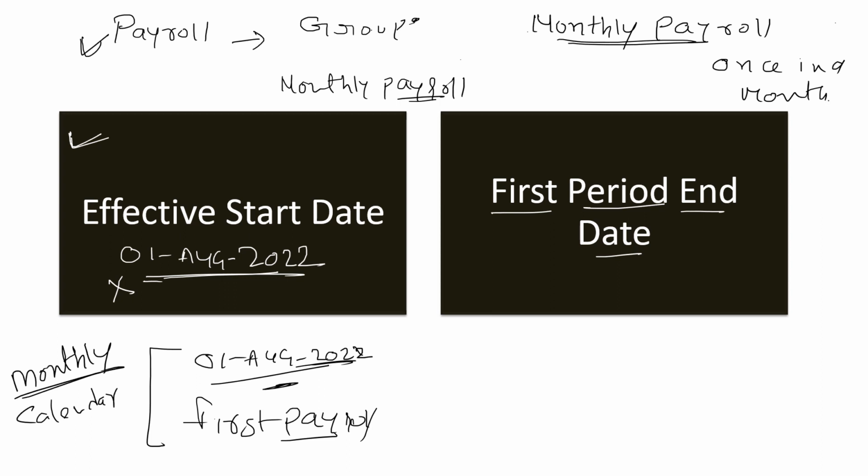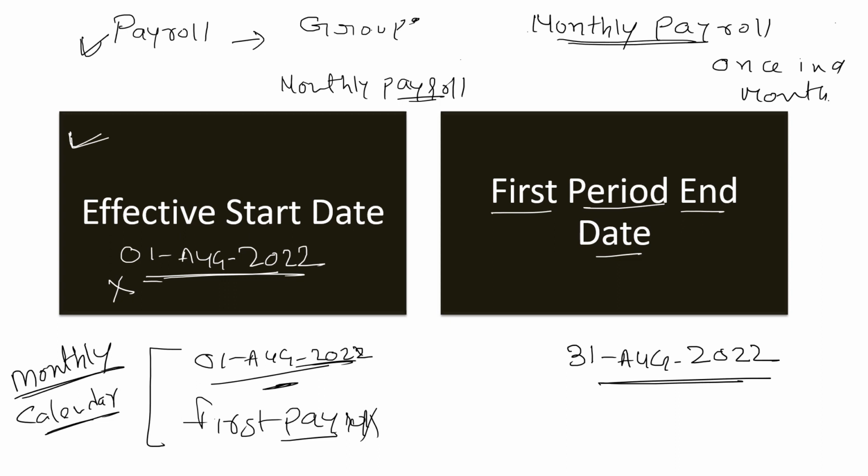If you want to know how we can define other types of payroll for other legislation, do let me know. I will make one short video on that as well. So I decided that I want to run the payroll for the month of August as my first payroll run. Then my first period end date will be 31st of August 2022. I am taking 2022 as my year.